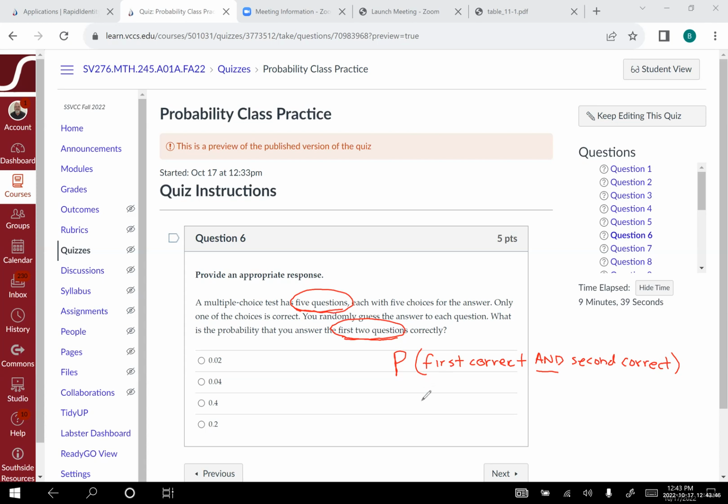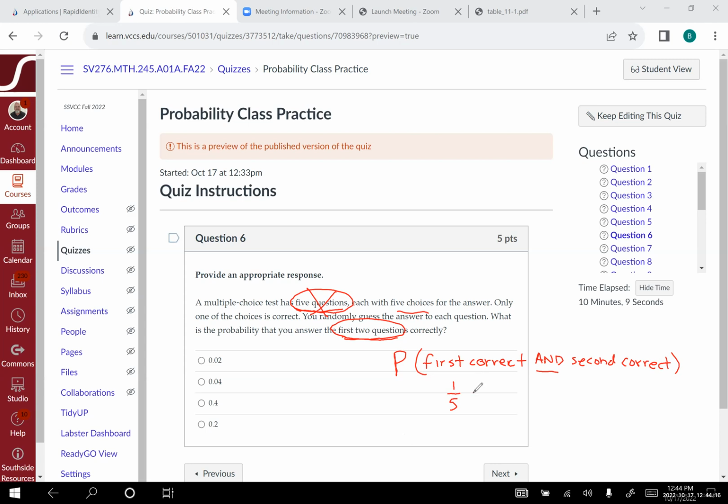So what's the probability if there are 5 choices for each answer? What's the probability that you guess on the first question and get it correct? If there's one correct answer and 5 total choices, what's the probability of getting it correct? One over 5. Yep, very good. One correct answer out of the 5 that's given.